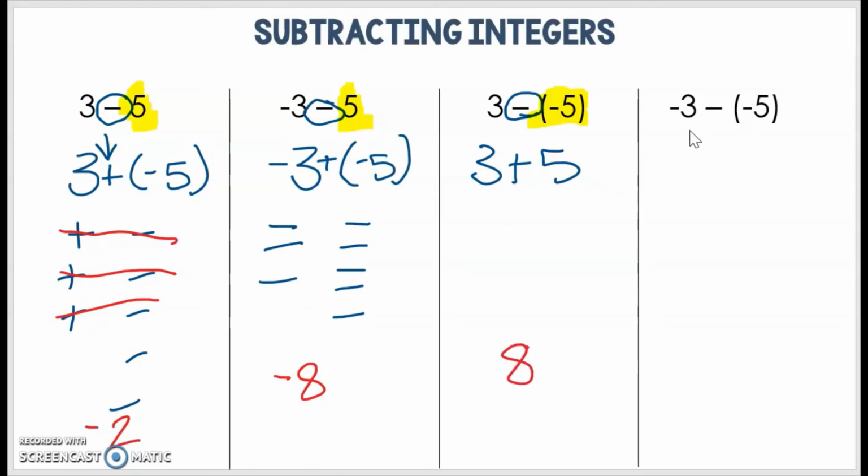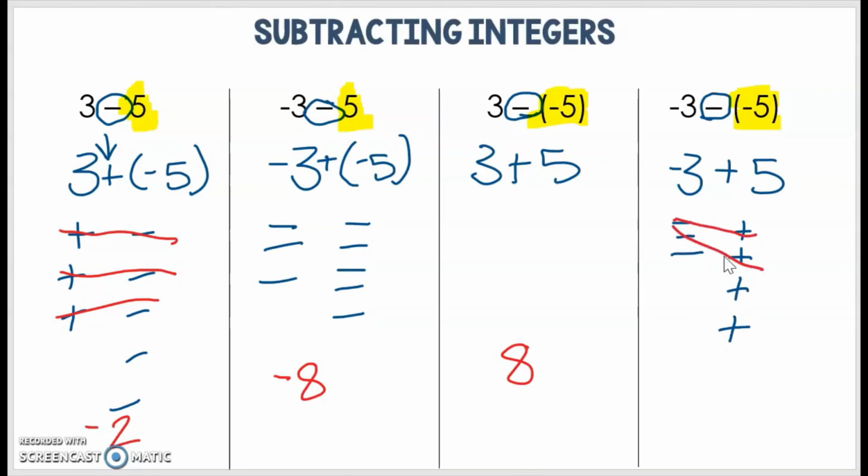Last one, -3 minus a -5. We're going to change it to an addition problem. -3 plus the opposite of -5, which is 5. So I have 3 negatives, and I'm joining that with 5 positives. And I'm going to do my zero pairs. Cancel, cancel, cancel. Oops, I only did 4 negatives, 4 positives, excuse me. Let me do one more. There we go. Okay, and then I'm left right here with 2 positives, and that gives me 2.